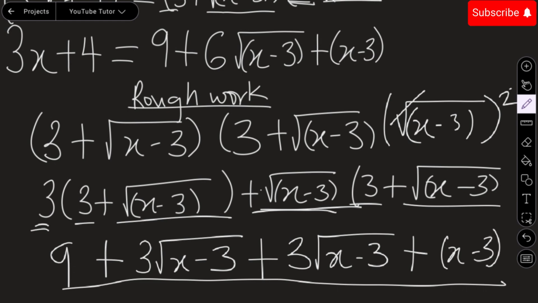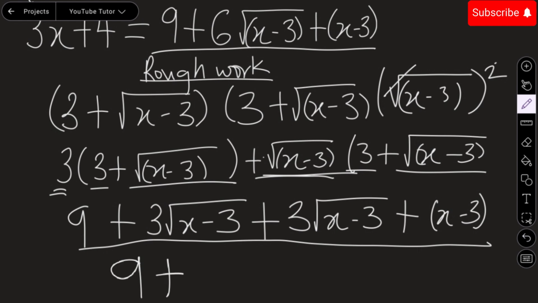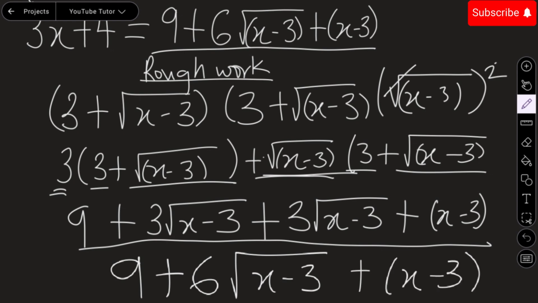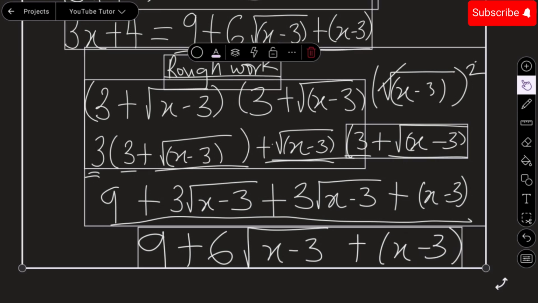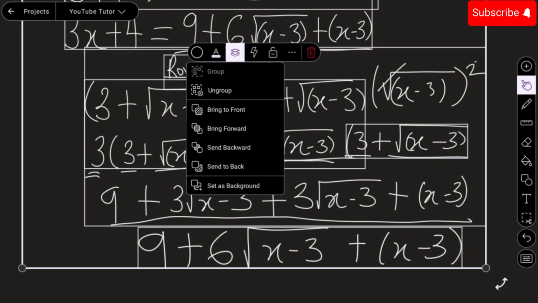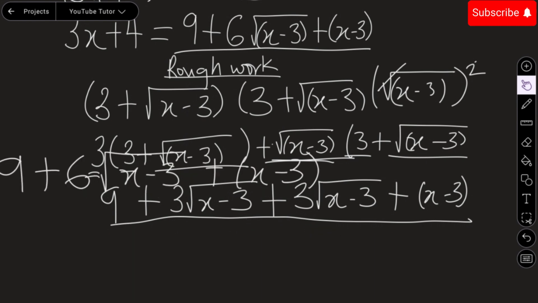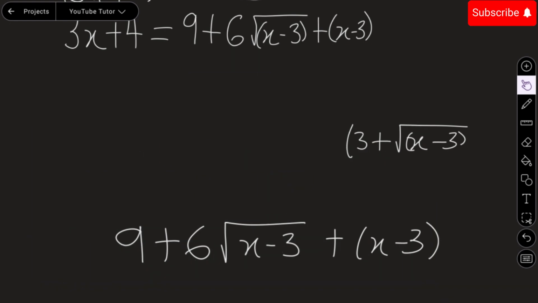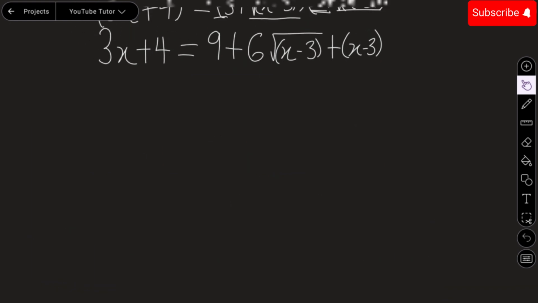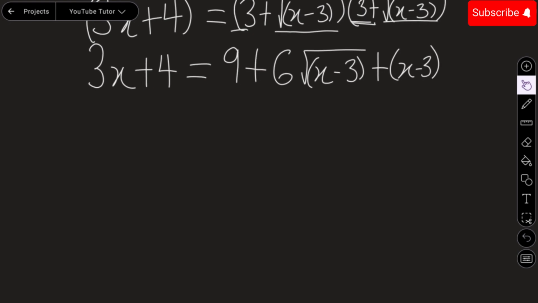So you can clearly compare this to what I have here. And you are going to see that we have 9 plus 6 root of x minus 3 plus x minus 3. And that clearly gives us this expression once again. So I said this was a rough work. So I'm going to go ahead and try to eliminate it from here. Let's clear it. Okay, so let's continue.